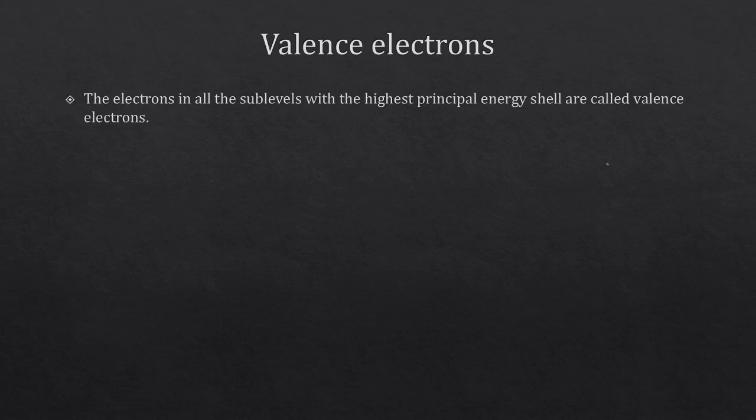Next, we're going to look at the concept of a valence electron and how that relates to the properties of our elements. So valence electrons are the electrons in all sublevels with the highest principal energy shell, and we call these valence electrons. The electrons in lower energy levels are called core electrons.